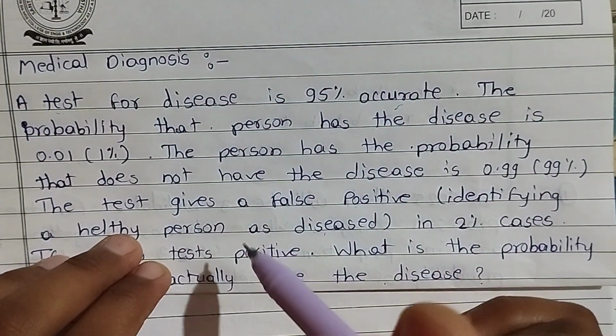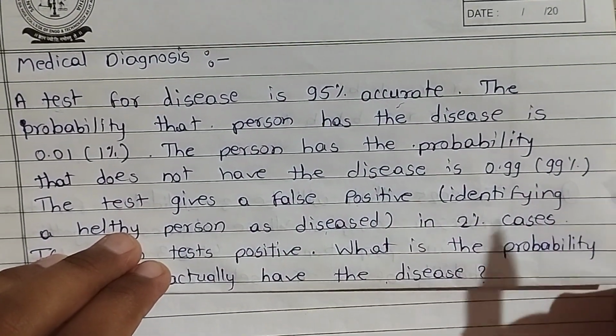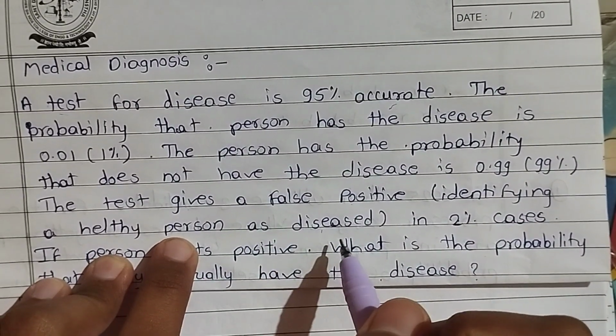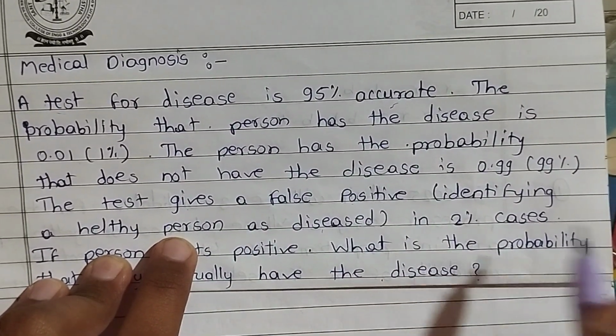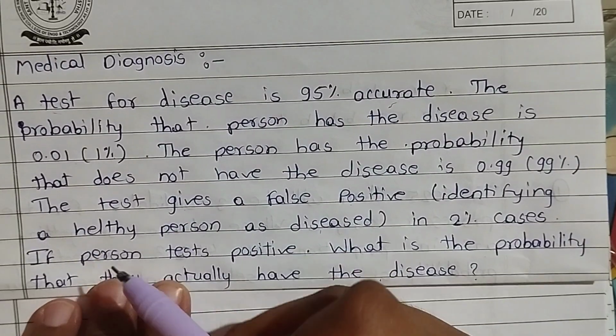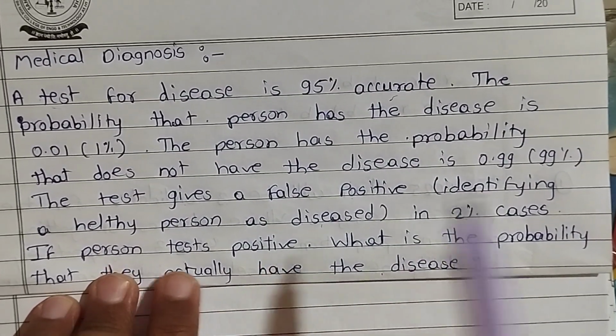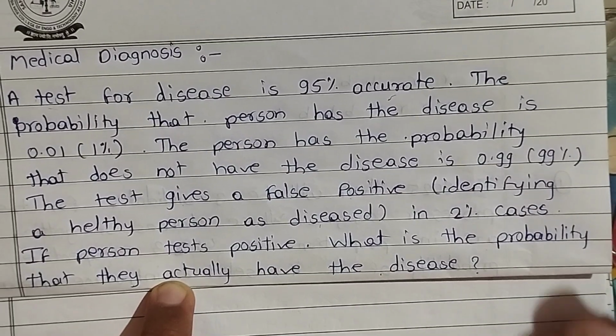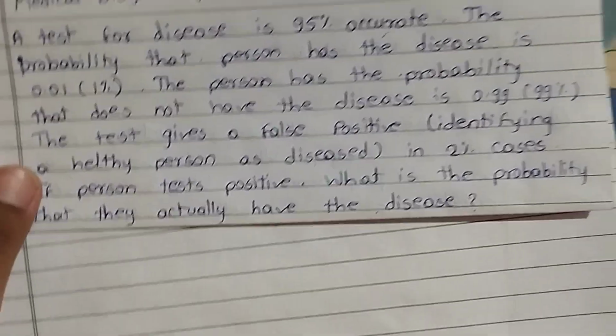The test gives a false positive, meaning it identifies a healthy person as having the disease, in 2% of cases. If a person tests positive, what is the probability that they actually have the disease? So one by one, we write all the given data.